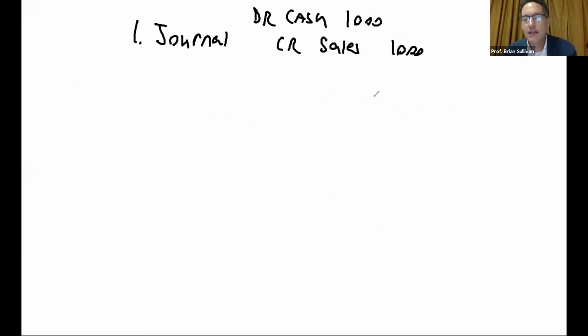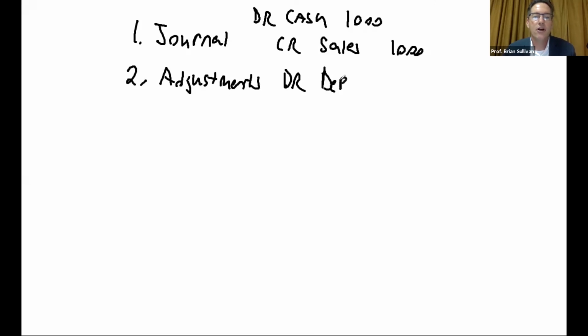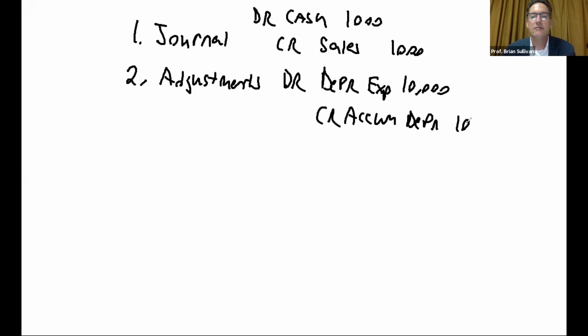For every transaction that happens, they do this for the whole month. Then they do some adjustments, right? There are things that are not business transactions. I'll give you one example here. We debit depreciation expense for the car, which is going to be 10,000. That's a lot. And accumulated depreciation is going to be a credit of 10,000. Then they do something called the trial balance, you guys.